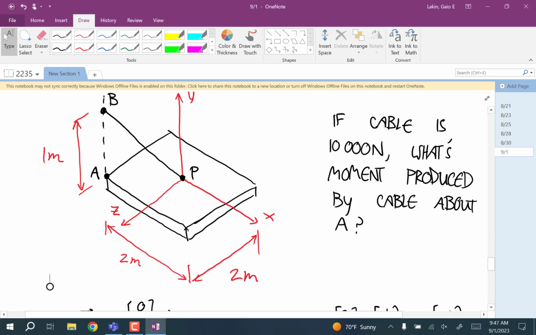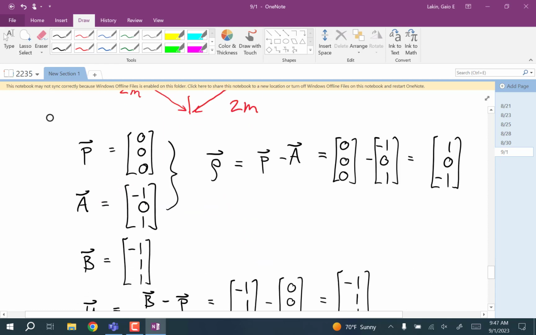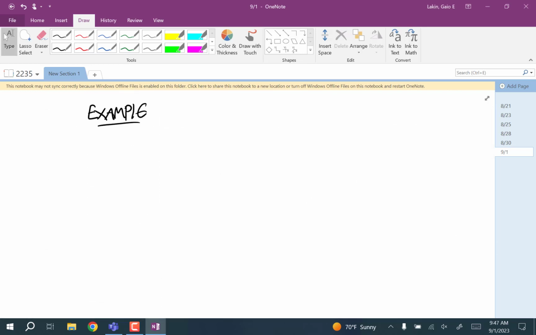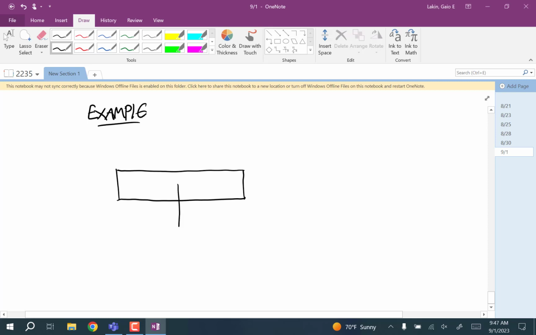Okay, I have to do this example problem so I can assign you more problems. So let's just do this. I'm going to do a super simple one. Let's say we have a board like this. It has a weight force of 200 newtons.